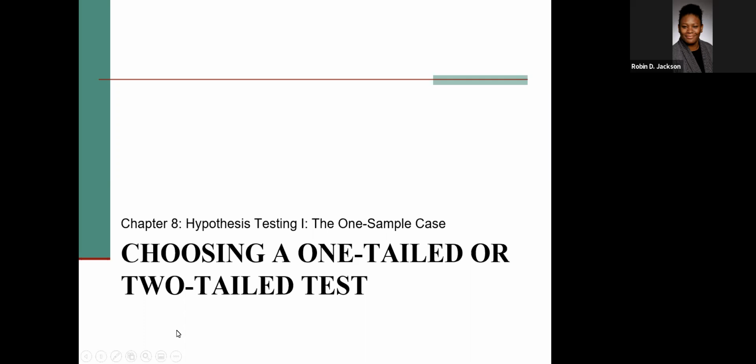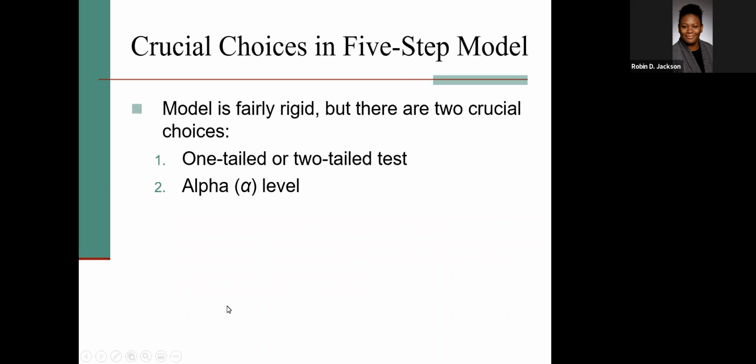Okay, so choosing a one-tailed or two-tailed test. Remember, up to this point, we have basically been doing things where we look at everything on both sides of the normal curve. Well, that's not reality. Everything isn't always going to be on both sides of the normal curve. Sometimes you want to know whether something is higher or lower, all that different type of stuff. So I'll talk about that a little bit more on the upcoming slides.